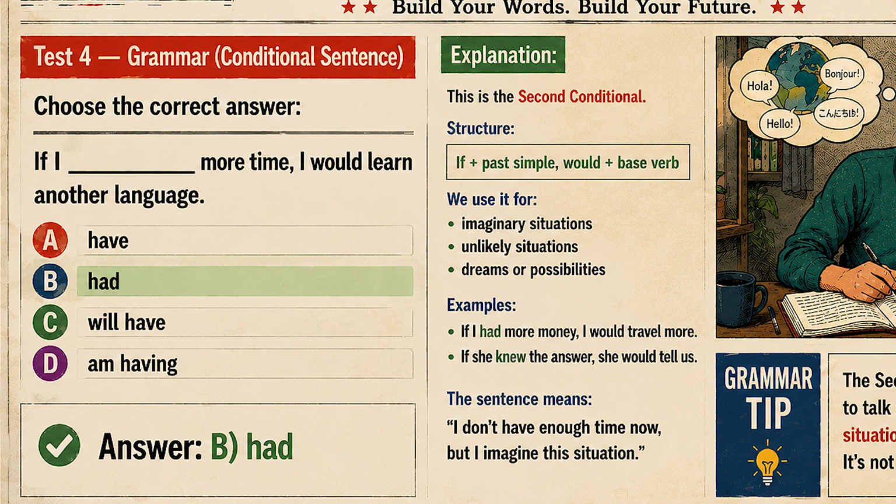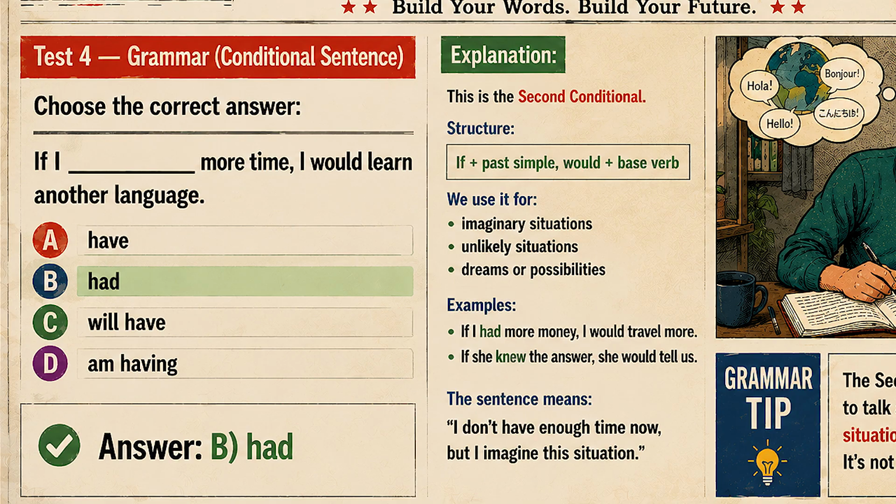If I were you, this is an imaginary situation. I would study harder. You can use the second conditional to advise as well. When you want to give advice to someone, you can use the second conditional.